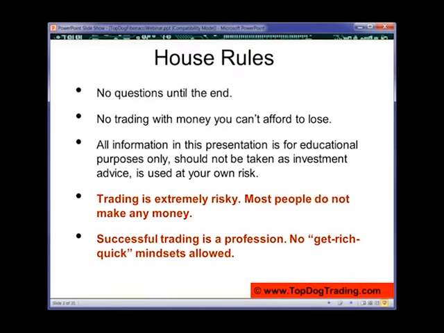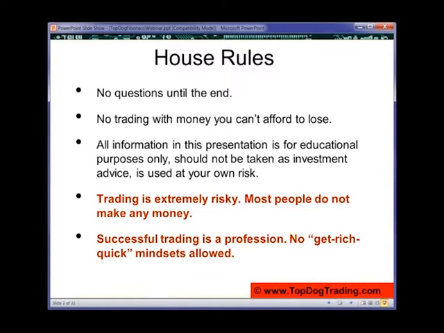Whether you're new to trading or not, it's very important to always keep in mind that trading, even if you're a professional trader making all kinds of money, every trade you take has risk. So learn about risk management and money management. Those are the two things that professional traders live and die by. Hopefully just live. Also, please understand that successful trading is a profession.